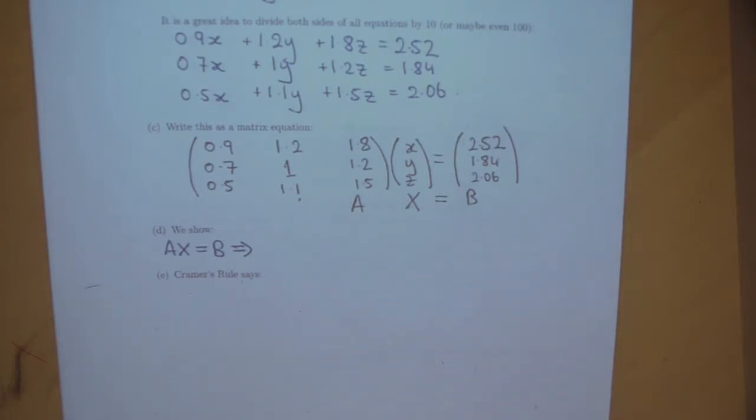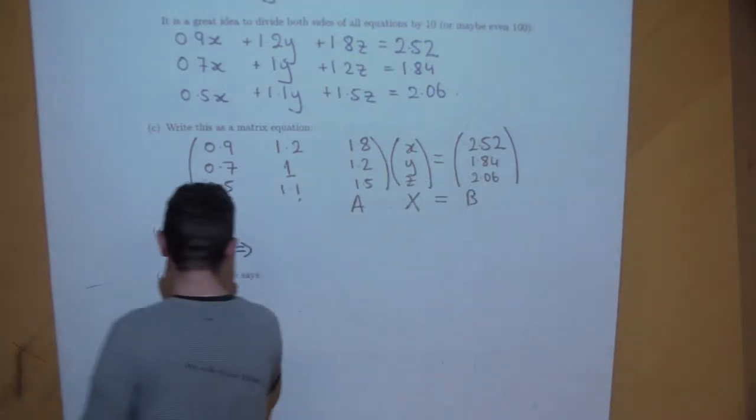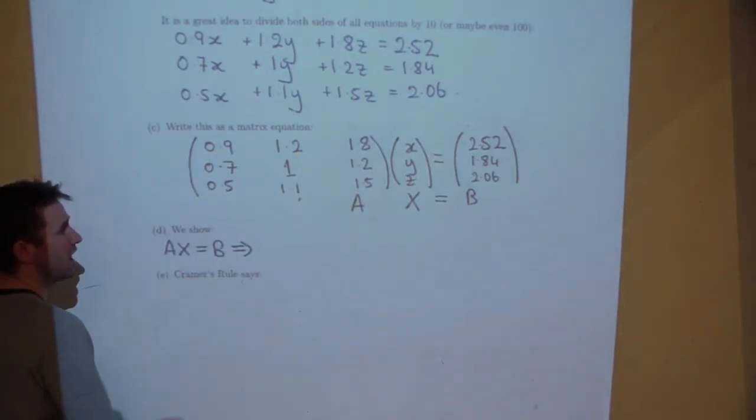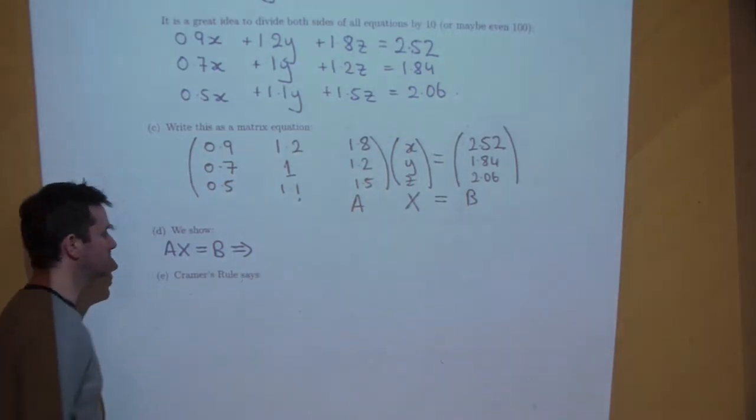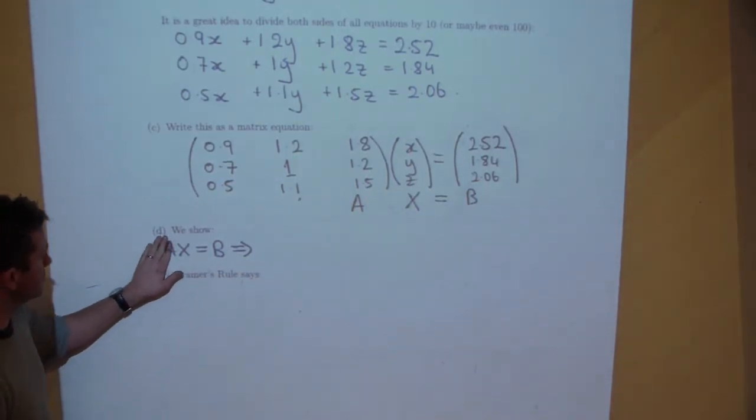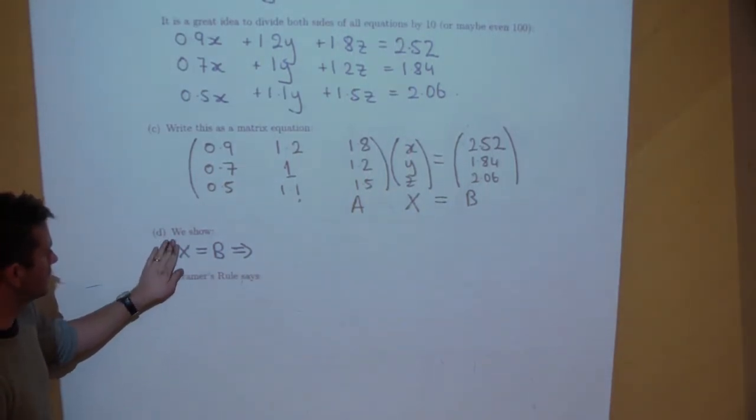B over A, which is nonsense for matrices. If they're numbers, divide both sides by A, you get x is B over A. But these are not numbers, these are matrices, and you can't simply divide by a matrix like that. So if you're trying to get x on its own, you need to get rid of A. And how do you get rid of A?